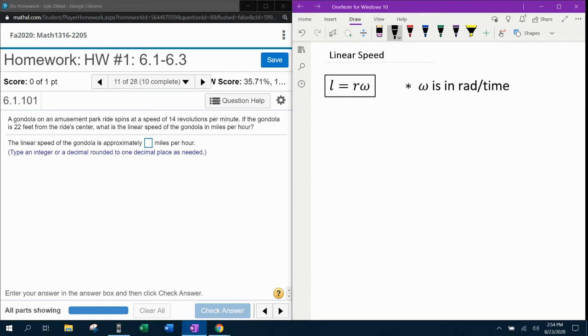All right, so the best thing to do if you have a word problem and you need help understanding what's going on, if you can draw a picture, you want to draw a picture. So let's see if we can draw a picture here.